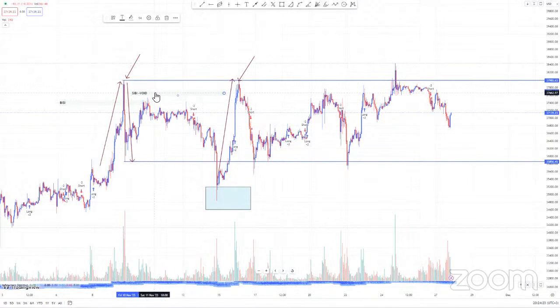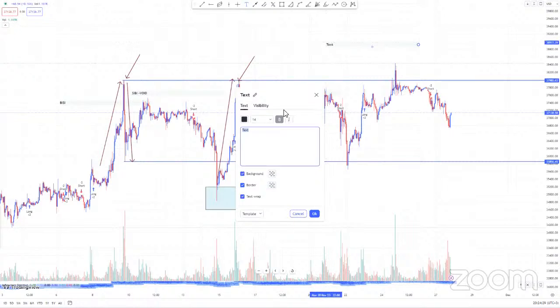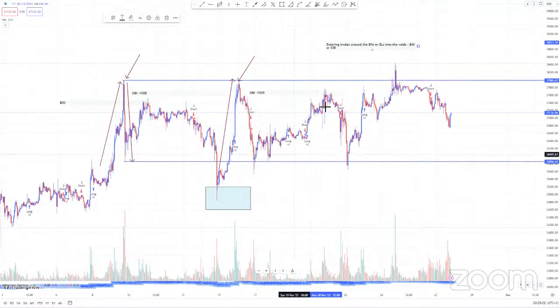Right? We can also see the same void filling here, okay? So what you're going to do here is you're going to be entering trades around the equal highs or equal lows into the voids. So these voids can be either BC, to mean buy side or sell side inefficiencies, or CB, okay? Right? Now, that's essentially how you trade using this tool, okay?